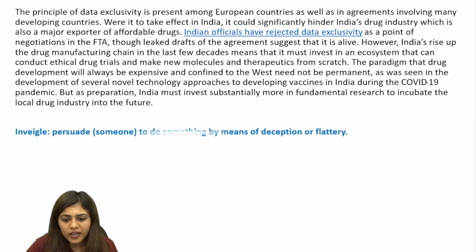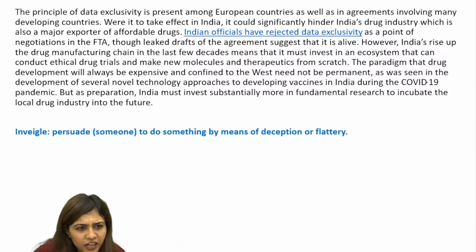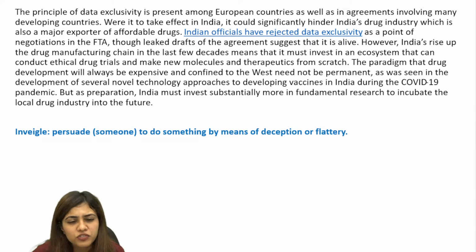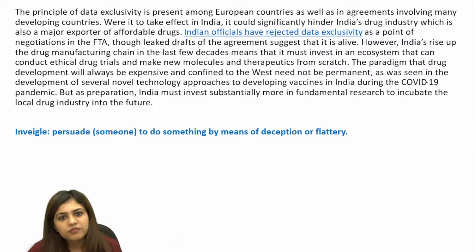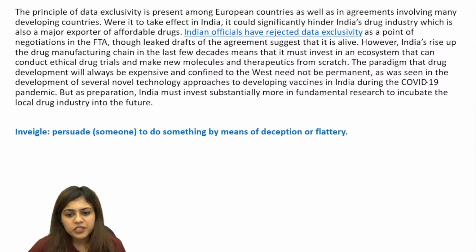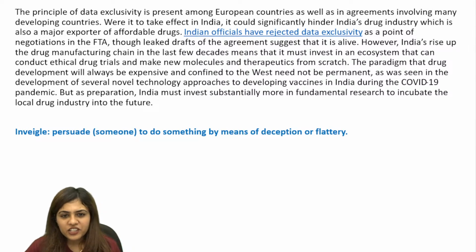So the meaning of inveigle: to persuade or convince somebody by means of deception or flattery. आप किसी को flatter करने की कोशिश करते हो क्योंकि आपको पता है कि इससे कुछ फायदा निकल सकता है. That's inveigling. Okay. Now today I have changed the way we play the quiz.